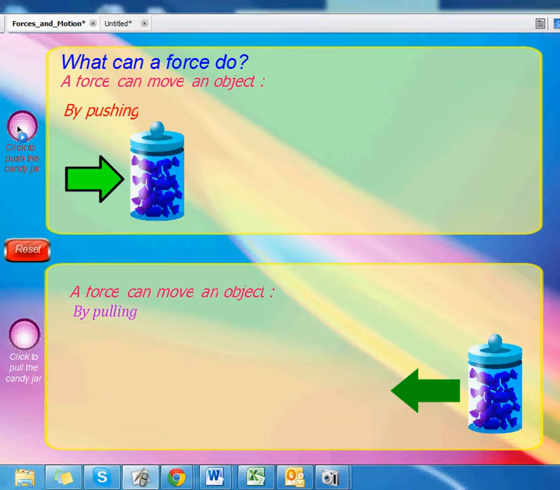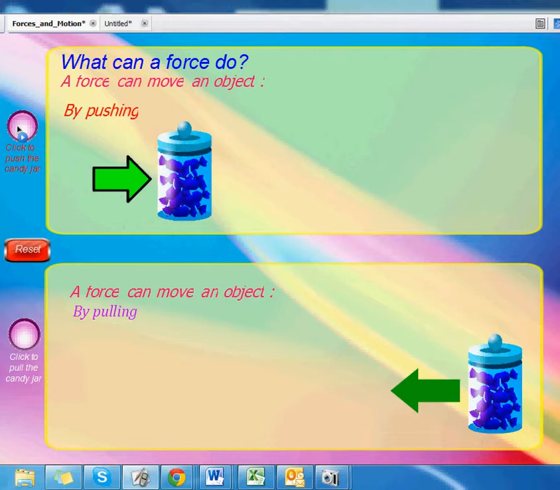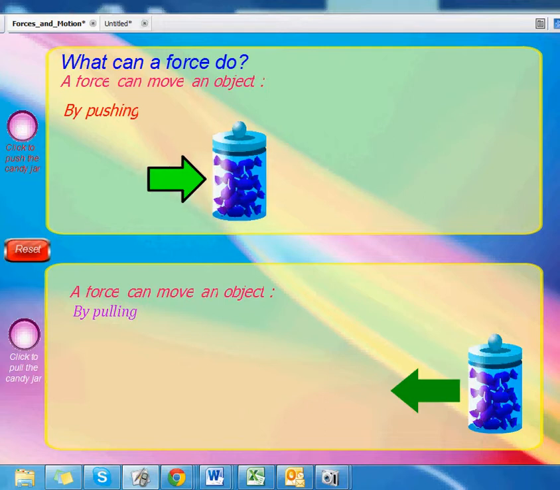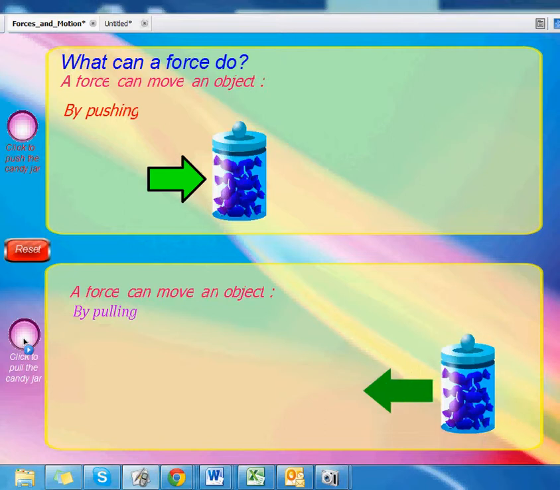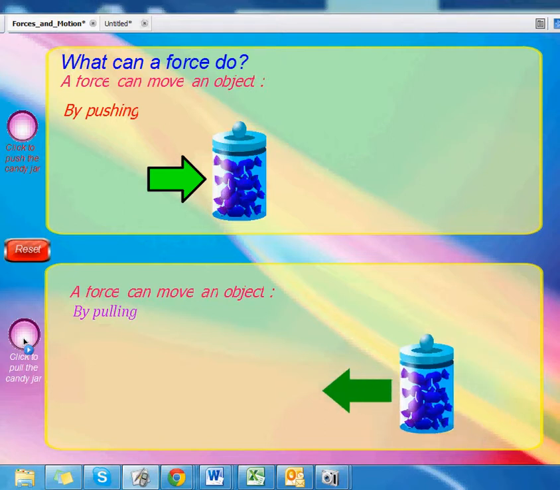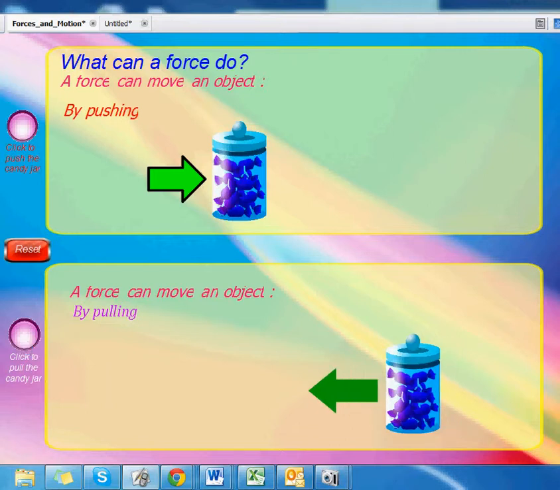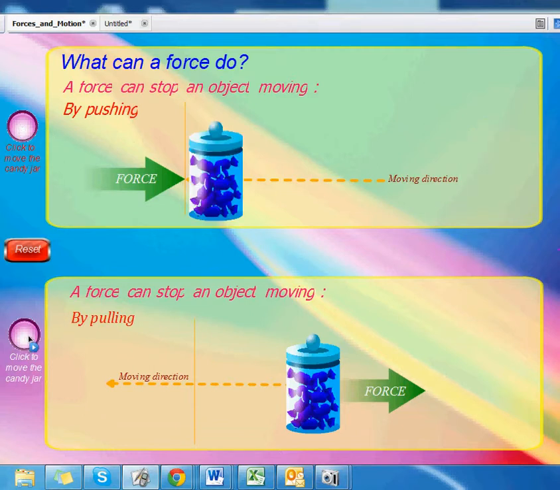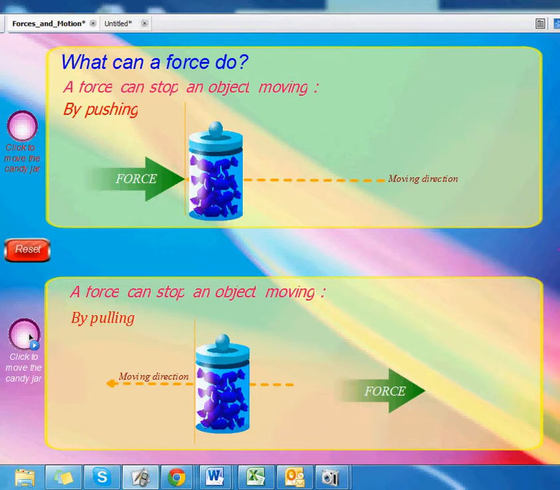What can a force do? We have a force that has the ability to push, as the arrow is showing the jar pushing the can across. We also have a force that can move an object by pulling, as the arrow is showing in this direction. Not only can force, push, and pull move an object, it can also stop an object. In this example, the force is moving in this direction. We can stop it by pushing against it. And as the arrow is pointing, moving in this direction of the can, we can stop it by pulling it.